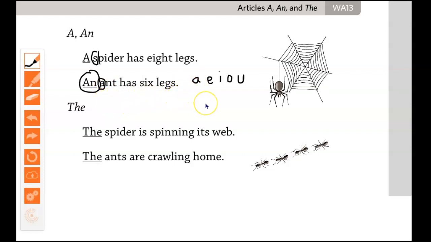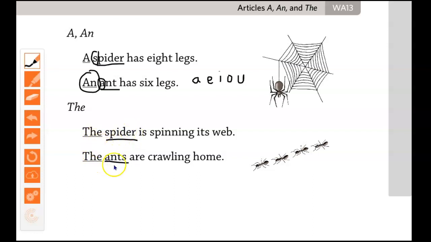All right, and then in the second part, we're looking at the article the. The is a pretty simple word that we use a lot, and we don't even realize we're saying it. It's one of the most used words in the English language, the, and a lot of times it starts off a sentence. Notice too, these articles are always in front of a noun, just like our adjectives were. Not always, but most of the time. Now, the word the can be anywhere in a sentence, but it is often in front of a noun also.